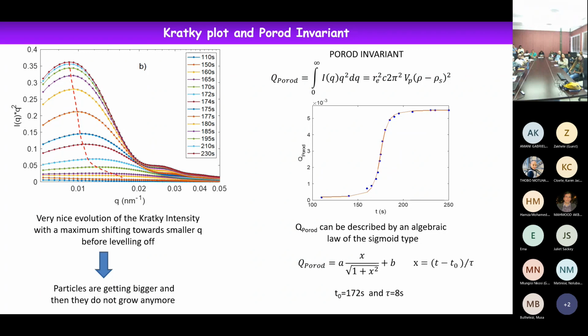It means that very suddenly the particles are forming, but before there were a few nuclei inside the solution, and those nuclei were quite small. If you look at the evolution of the Porod invariant, you can say that the growth is starting at about 170 seconds. It goes very fast, and then it's finished. So, okay.